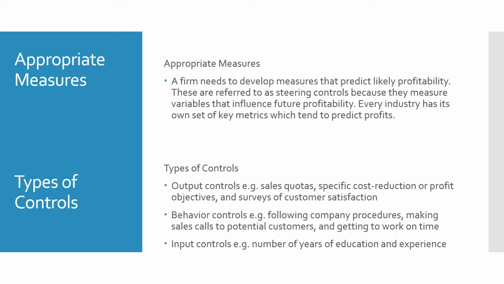Behavior controls specify how something is to be done through policies, rules, standard operating procedures, and orders from a superior. Examples of increasingly popular behavior controls are the ISO 9000 and 14000 standards series on quality and environmental assurance, which were developed by the International Standards Association of Geneva, Switzerland. Input controls emphasize resources such as knowledge, skills, abilities, values, and motives of employees.